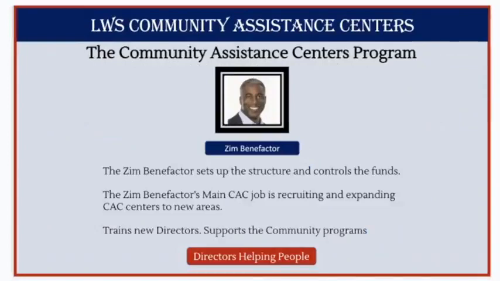So we're talking about community assistance centers. The Zim benefactor sets up the structure and controls the funds. The Zim benefactor's main CAC job is recruiting and expanding CAC centers to new areas. Your job is to train new directors who support the community's programs.